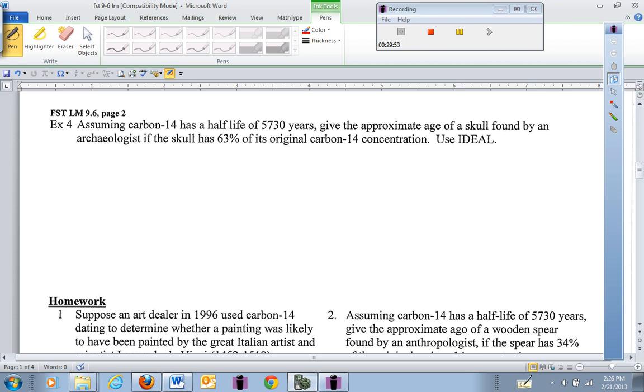Okay, so it says, assuming carbon-14 has a half-life of 5,730 years, give the approximate age of a skull found by an archaeologist if the skull has 63% of the original carbon-14 concentration. It's supposed to use IDEAL for this. Okay, so what's the question really asking us? It says, give the approximate age of the skull found by the archaeologist, right? So this is what we want to know.